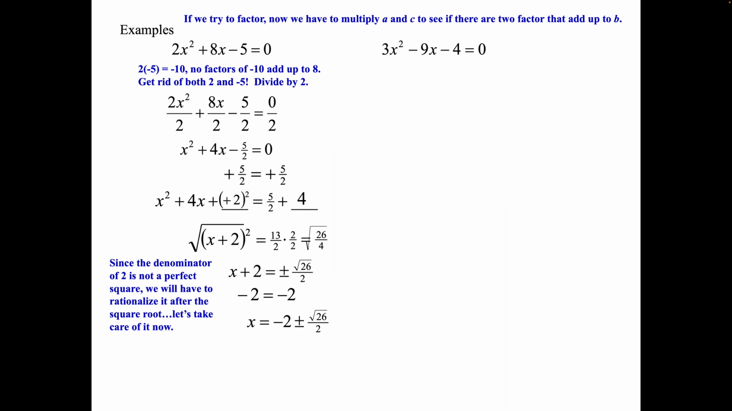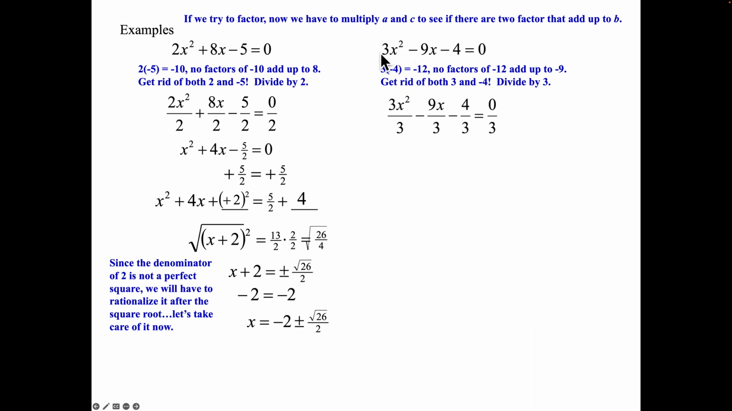And again, just like we did before, you can store that for x, type in the left side, and you will see that it is correct. You can grade your homework and test. All right, next, 3x squared minus 9x minus 4 equals 0. 3 times a times c, 3 times negative 4 is negative 12. There are no two factors of negative 12 that add up to be negative 9. So divide and get rid of the 3.